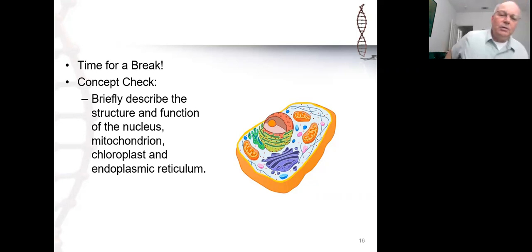Okay, so let's talk about these organelles very quickly. The nucleus is the site of the genetic material, the DNA. So that's where the DNA is stored. That's where the messenger RNA is going to be produced. It's also where some of the constituents of the ribosomes are produced before they're exported out of the nucleus to the cytoplasm.